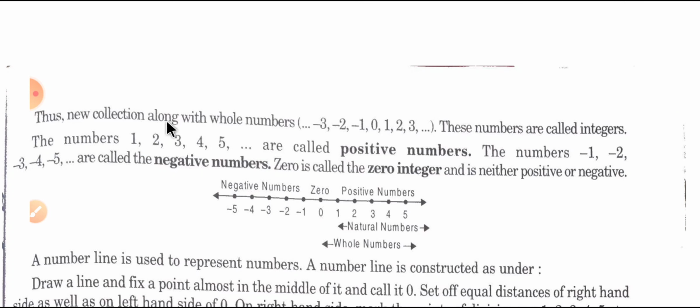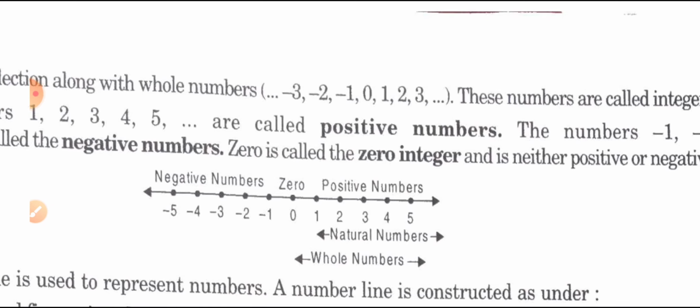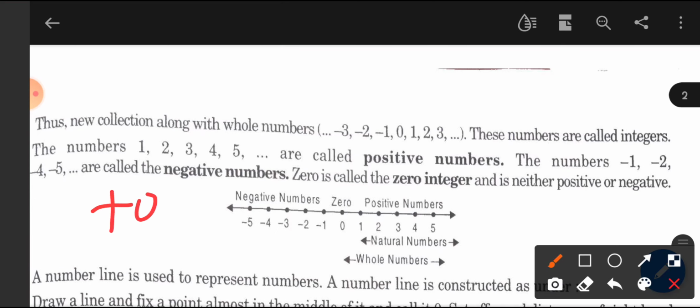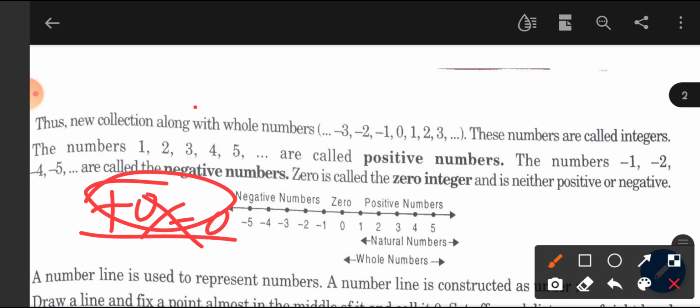Now, this new collection along with whole numbers, -3, -2, -1, 0, 1, 2, 3, these numbers are called integers. And the numbers 1, 2, 3, 4, 5 are called positive integers, and the numbers having a negative sign are known as negative integers. And you can say that 0 is called the zero integer, and 0 is neither positive nor negative. It means we cannot write 0 as +0 or -0. It means it does not have any sign.